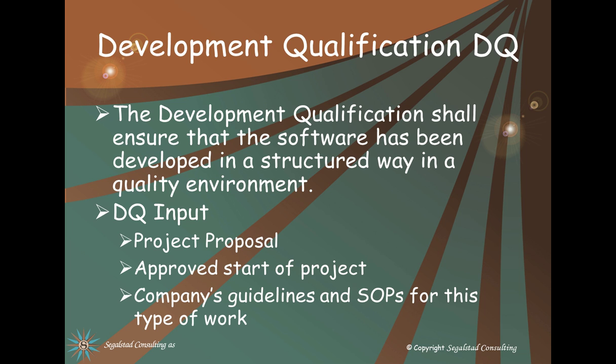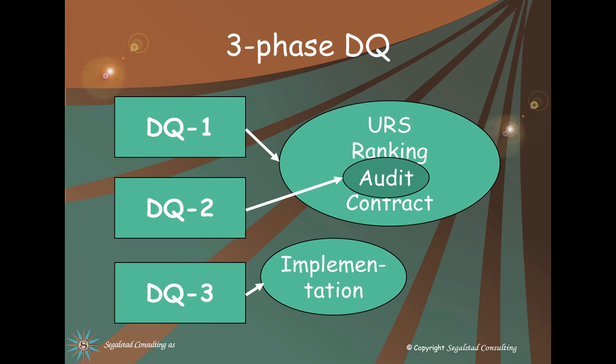So we'll start with the first one, and that's the development qualification. The development qualification shall ensure that the software has been developed in a structured way in a quality environment. So the DQ inputs would be project proposal, approval start of the project for the new IT system, and if you have some guidelines and SOPs for this type of work, that is of course also something that needs to be taken into consideration.